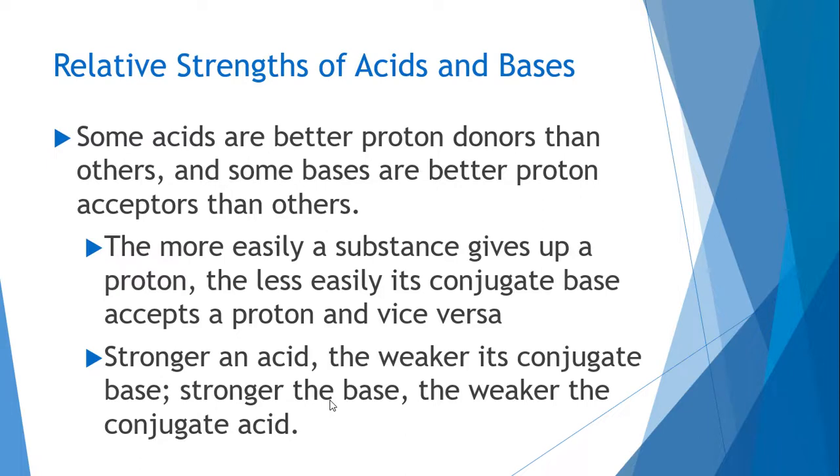Now, some acids are better proton donors than others, and some bases are better proton acceptors than other bases. This is where we look at the strengths of our acids and bases. In other words, the more easily a substance gives up a proton, the less easily the conjugate base is going to be able to accept a proton, and vice versa. One thing to note is that the stronger the acid, the weaker the conjugate base. Or you could say the stronger the base, the weaker the conjugate acid. There is an inverse relationship between an acid and its conjugate base.